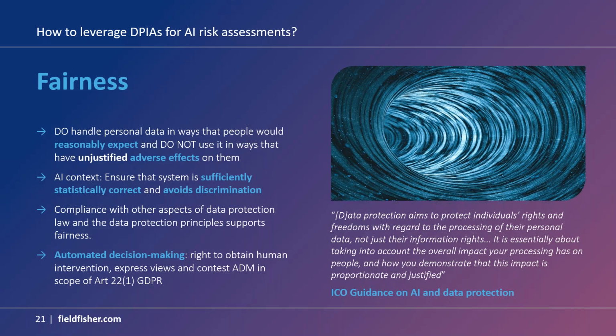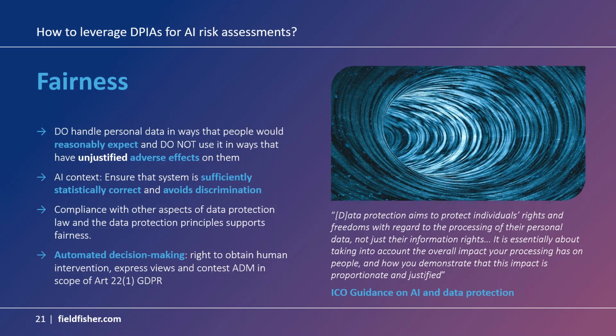And then there is the specific AI context. Ensure the system is sufficiently statistically correct and avoids discrimination. But when we're talking about discrimination, we're talking again about fairness, which is a very broad and evolving concept itself. It might be very culturally dependent, while the training or the use of AI might involve multiple jurisdictions and their respective citizens. Fairness in AI differentiates itself from its GDPR cousin, being more related to the need to avoid bias and discrimination and ensure compliance with human rights.